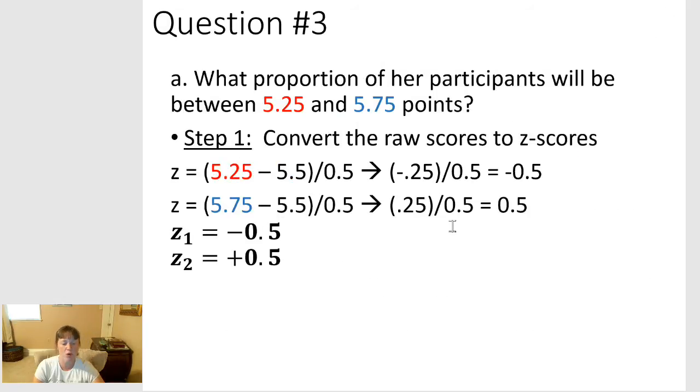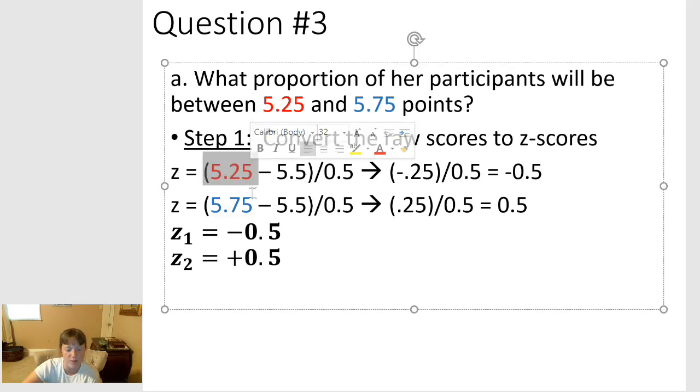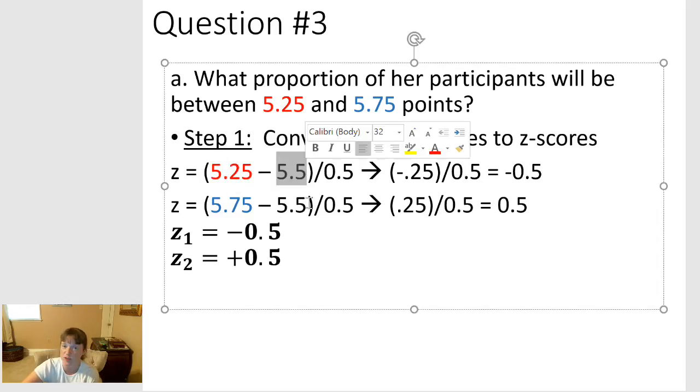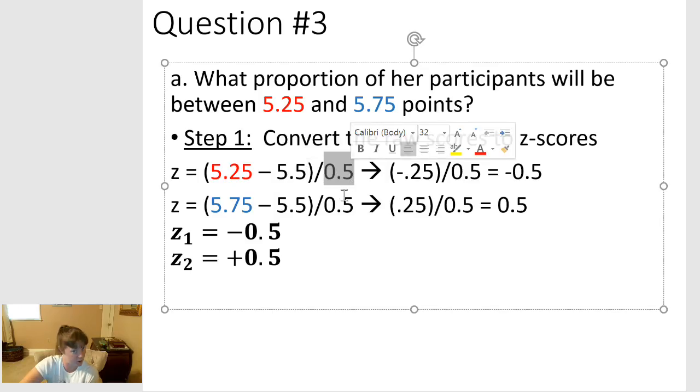So, what proportion of her participants will be between a score of 5.25 and 5.75? Those are the raw scores. Our first step in order to use the standard normal table is to confirm that it's normally distributed. Is satisfaction normally distributed? Well, I told you that it was. Our next step is to convert these scores into z-scores. I take the raw score of 5.25, subtract the average of 5.5, and then divide by 0.5, because that's the standard deviation.